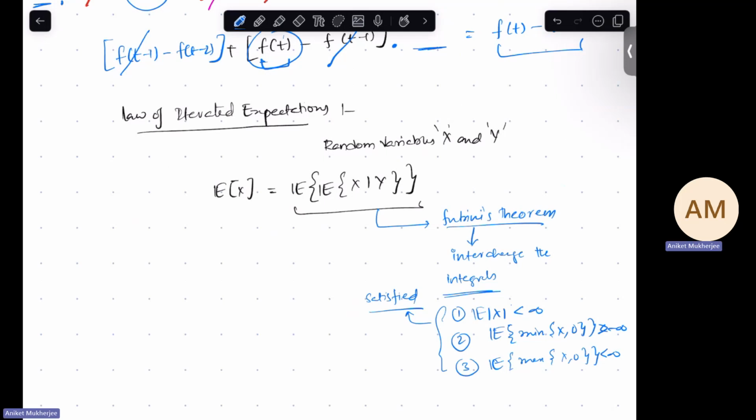But in the cases that we see right now, all of the random variables that we are working with would satisfy one of these three. So the law of iterated expectations would go through without any issue. No need to check each and every time whether Fubini's theorem is satisfied or not. This outer expectation here is a distribution over Y. This is a distribution over X conditioned on Y.